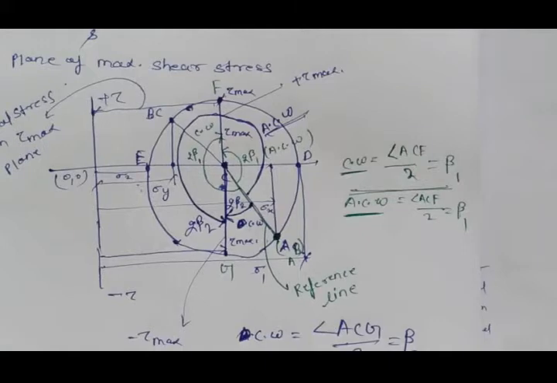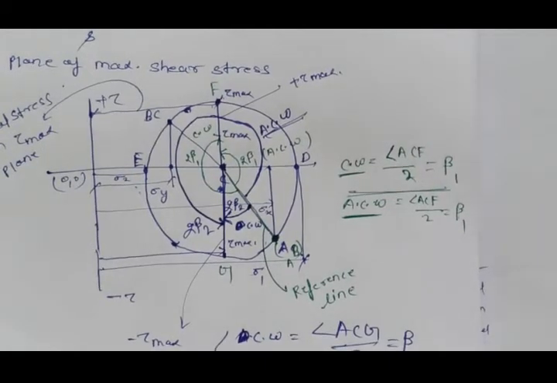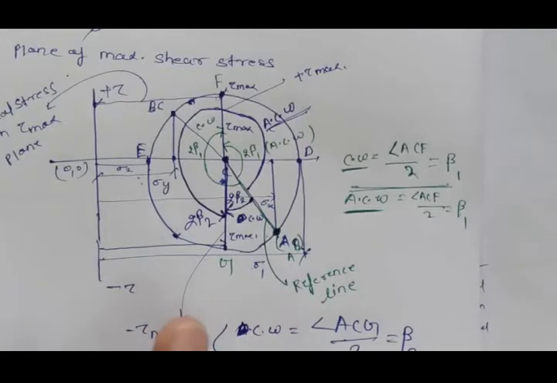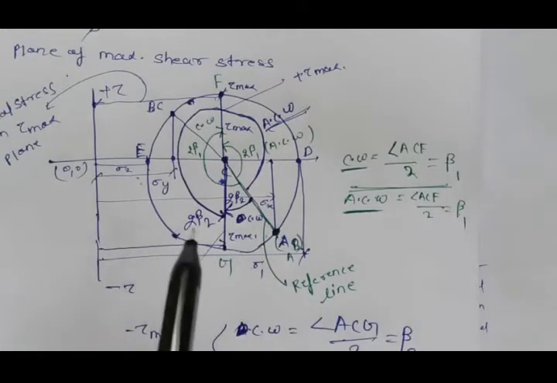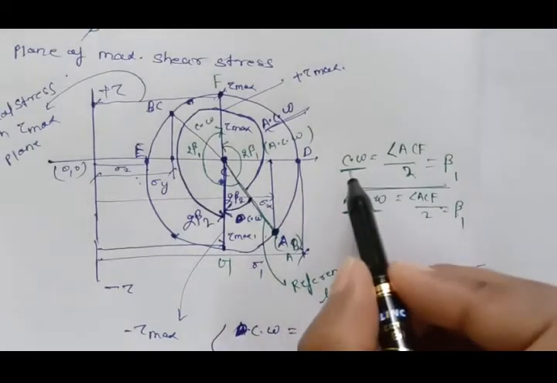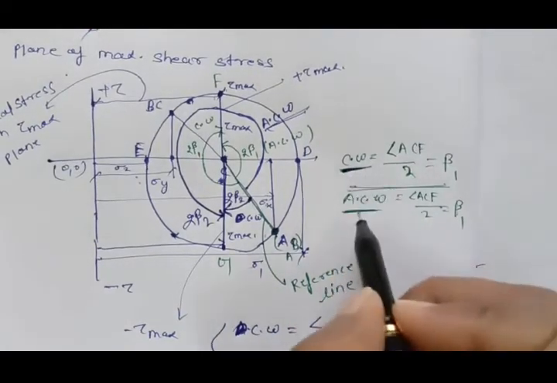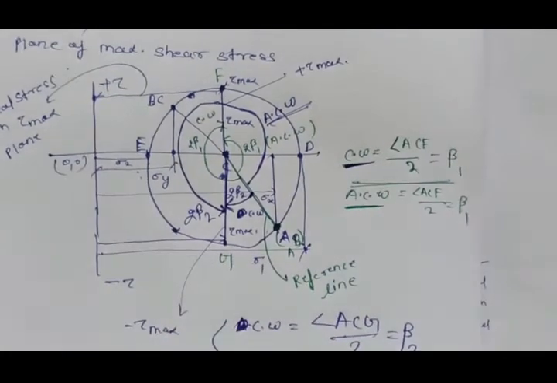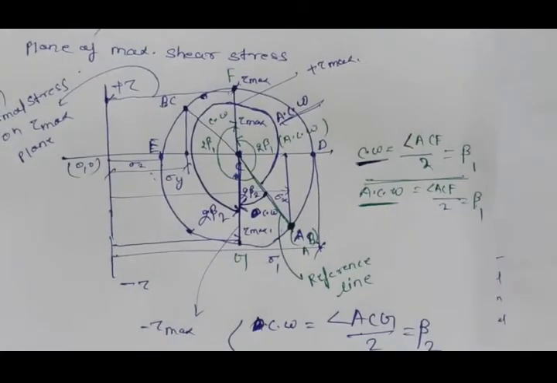So this is very important when you show the plane of maximum shear stress on the Mohr circle. You can show it through either clockwise or anti-clockwise, anyone, but it is very important that you write the term clockwise or anti-clockwise, so that we can know from where you have measured this angle.